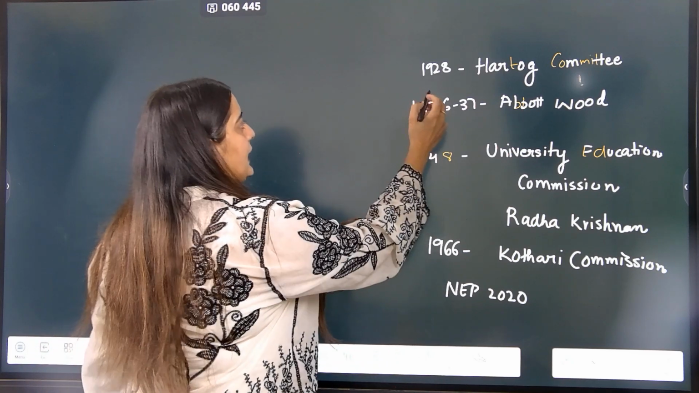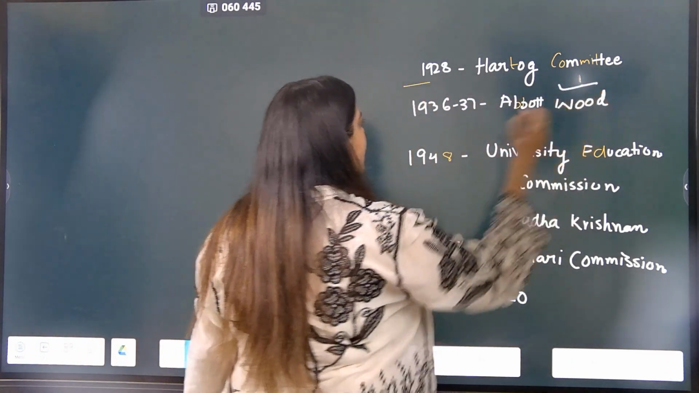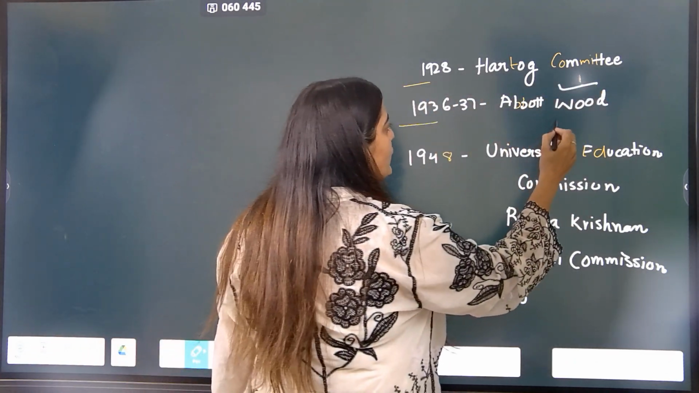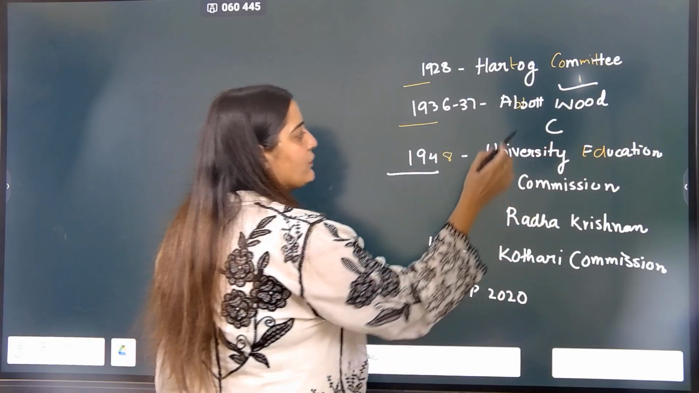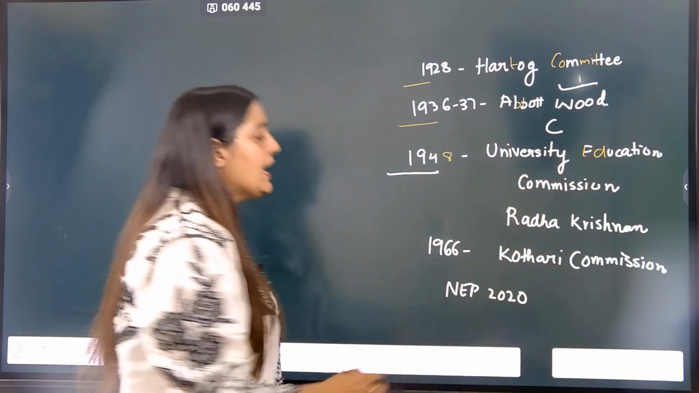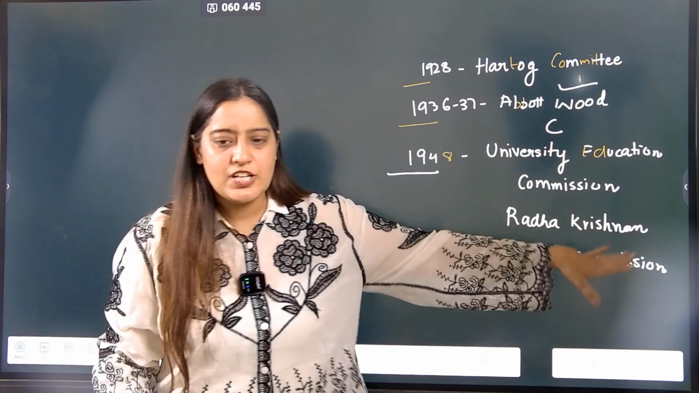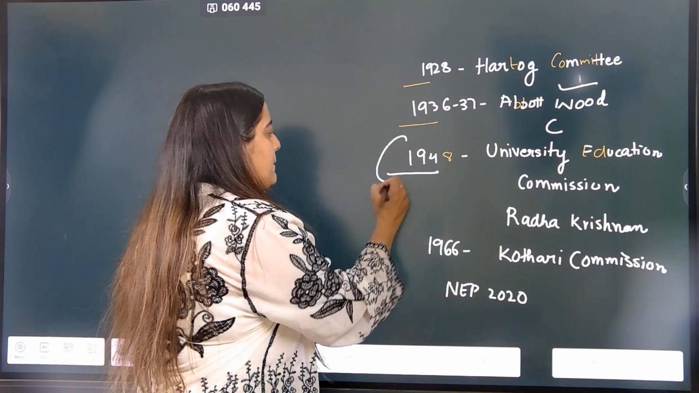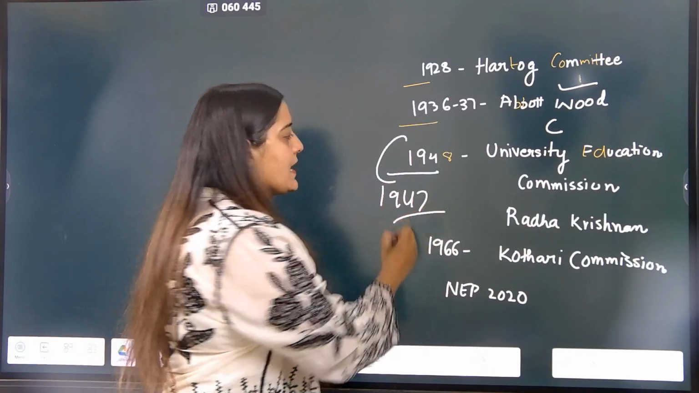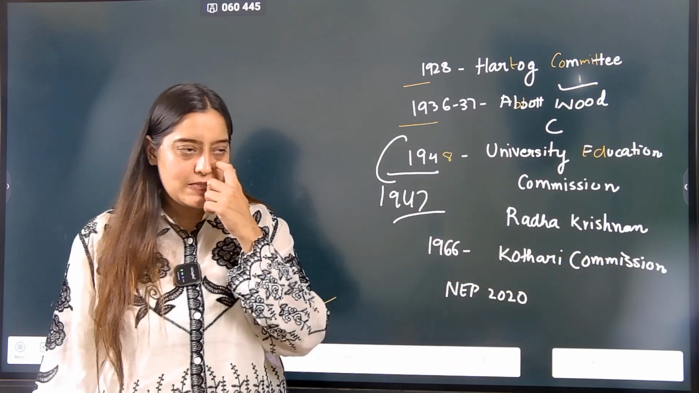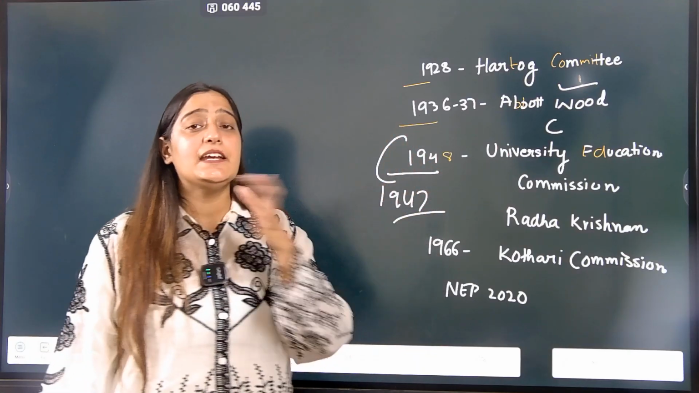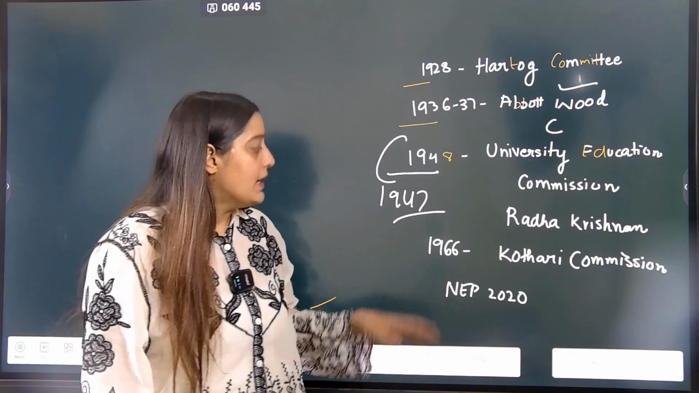So in 1928 we have the Hartog Committee, in 1936 the Sergeant Committee, and in 1948 the University Education Commission, also known as the Radhakrishnan Commission, just after independence. Radhakrishnan is known when we celebrate Teachers' Day on the 5th of September.